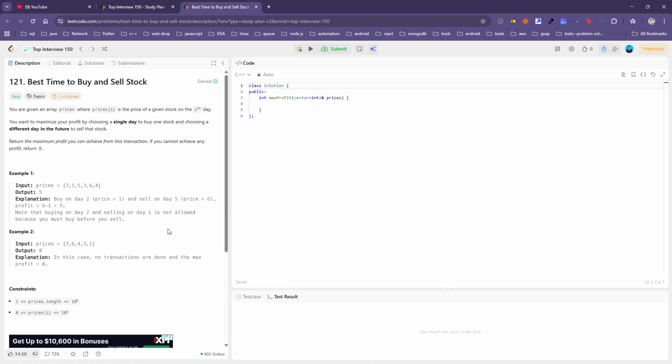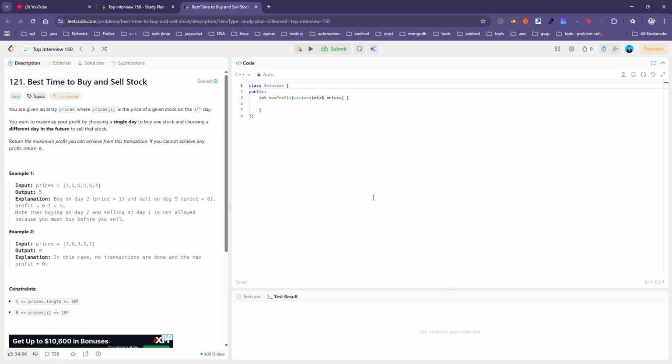Okay, so let's read the description. It says that you are given an array prices where prices[i] is the price of the given stock on the ith day. Now you want to maximize your profit by choosing a single day to buy one stock and choosing a different day in the future to sell that stock. Now we have to return the maximum profit we can achieve from this transaction. If you cannot achieve any profit, return 0.